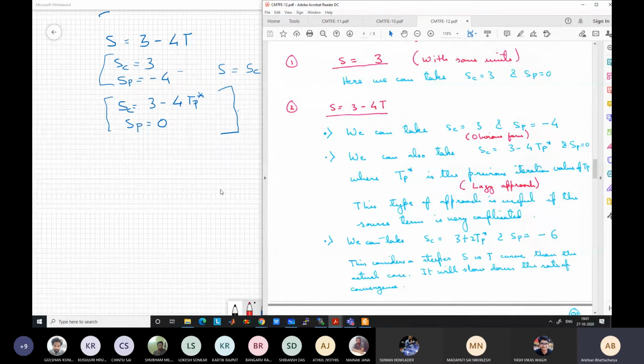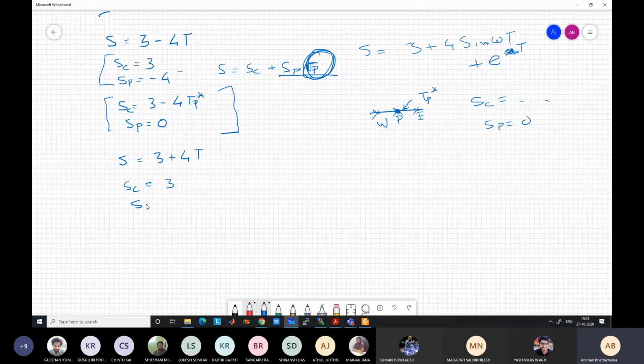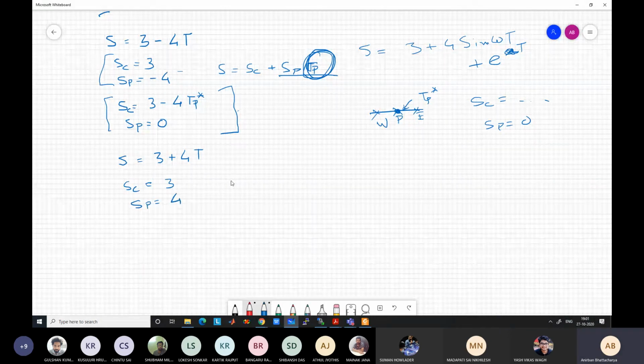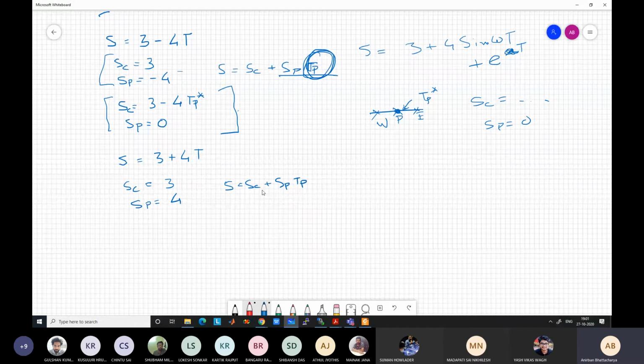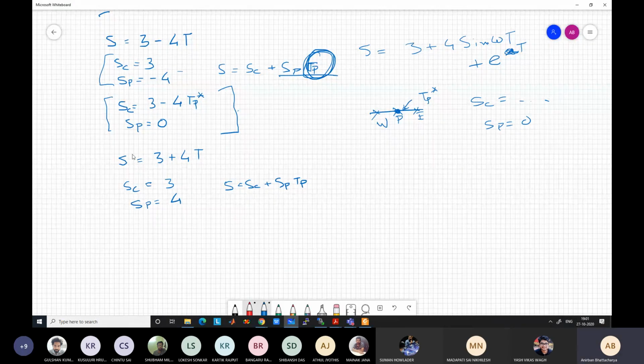Let us consider another case. Let us consider S is equal to 3 plus 4 TP. SC is equal to 3 and SP is equal to 4. So S is equal to SC plus SP TP. Is this the correct way, or what is the correct way here? S is equal to 3 plus 4 TP. Is it correct, or is there any problem here?